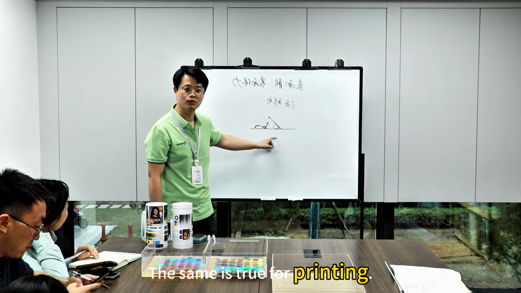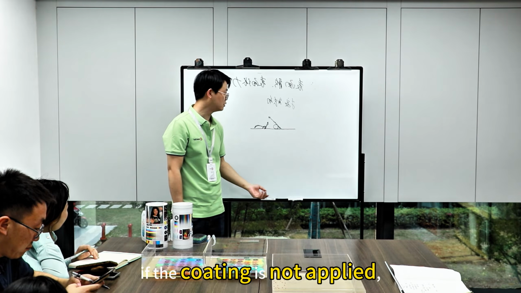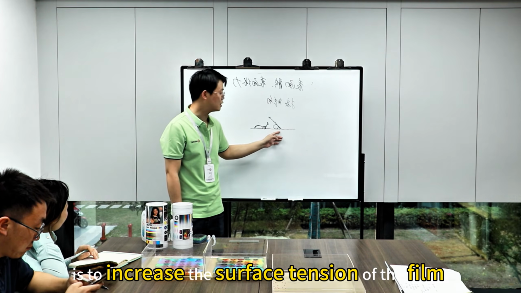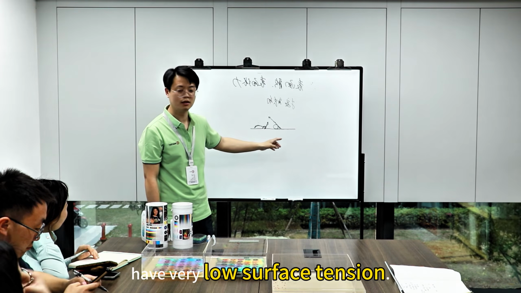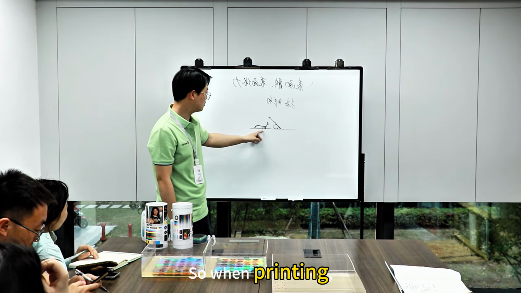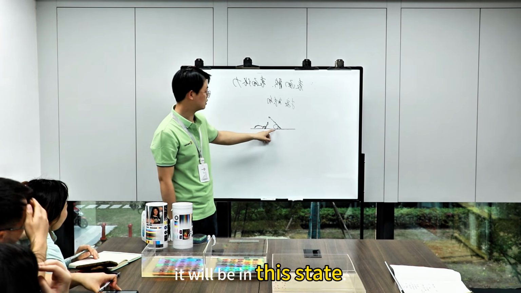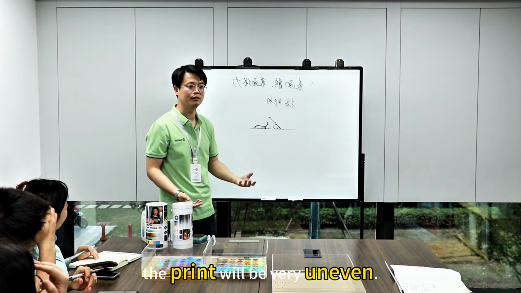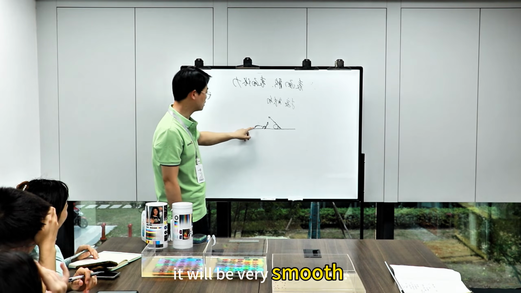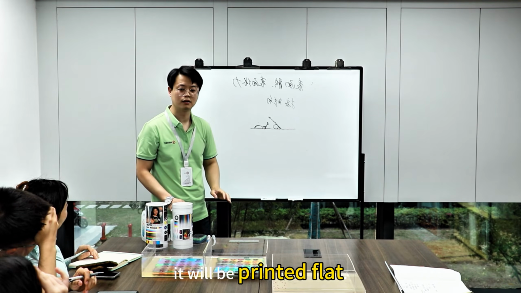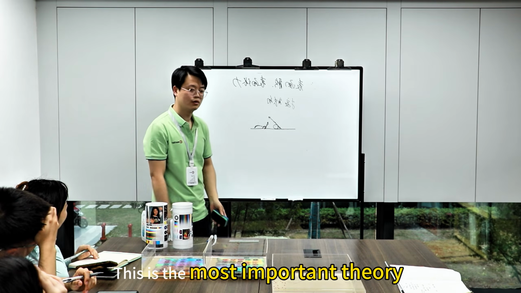The same is true for printing. Why do some prints need to be coated with a coating? The coating is to increase the surface tension of the film. Some PP have very low surface tension. So when printing, if the ink is not coated, it will be in this state. The print will be very uneven. After coating, it will be very smooth. It will be printed flat. This is the most important theory.